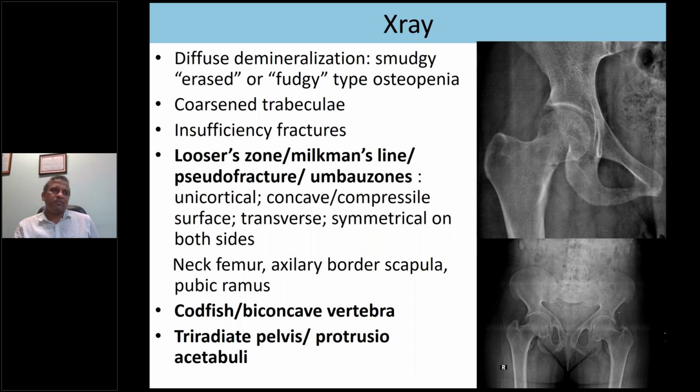It is supposed to happen because of the presence of a pulsatile blood vessel around the bone in these particular zones, and because of the pulsation of the artery, there is early decalcification of these areas, leading to this radiologic phenomenon of pseudo fractures. In the spine, the vertebra becomes biconcave or codfish-like. The pelvis becomes triradiate because of the soft bones gradually leading to protrusio acetabuli.